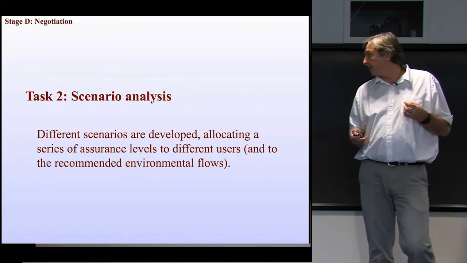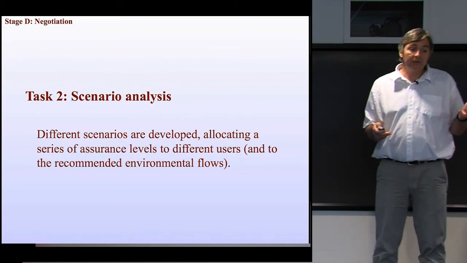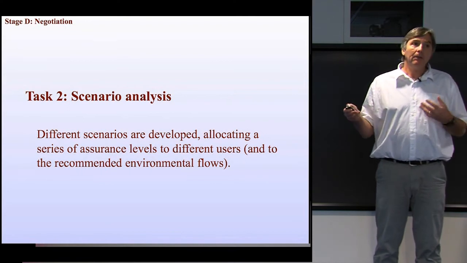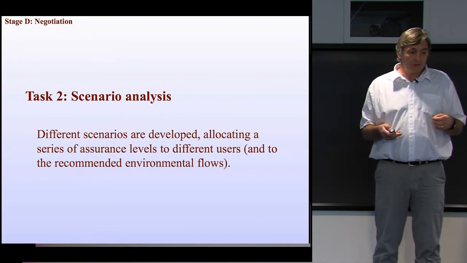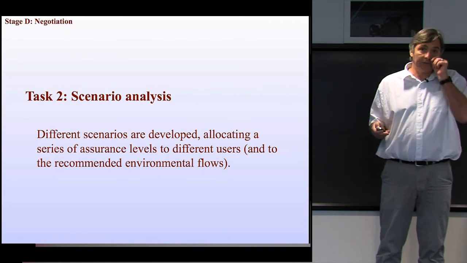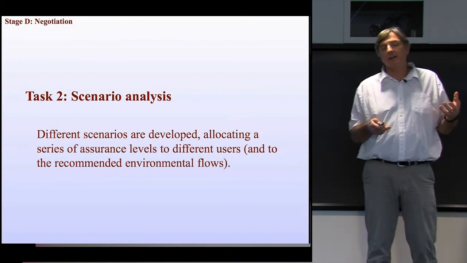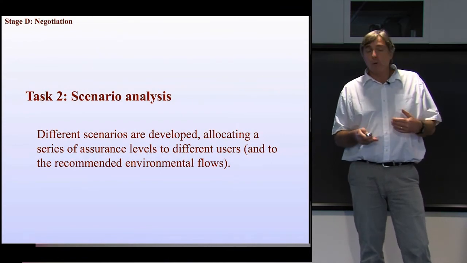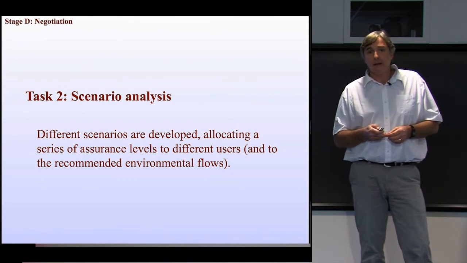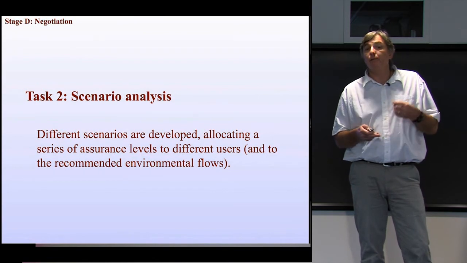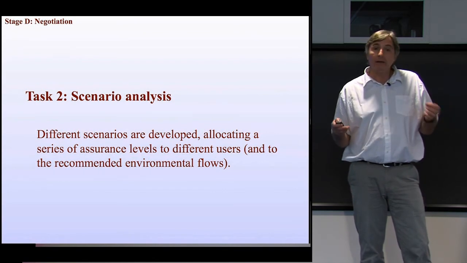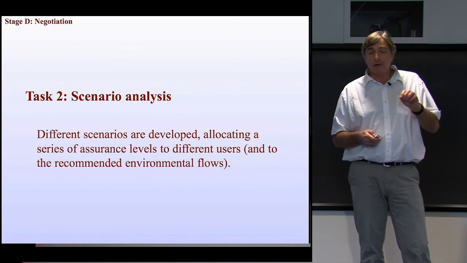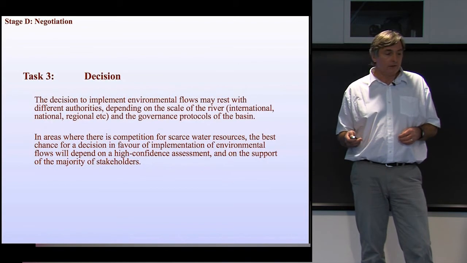So different scenarios are developed, allocating a series of assurance levels to different users, such as maybe irrigation requirements during the dry season with an assurance of 60%, so that 6 out of 10 years on average the farmers would get all their requirement. 4 years out of 10 they would have to make do with rather less, and so on. And similarly, the environmental flows might be provided, but at a lower assurance level.